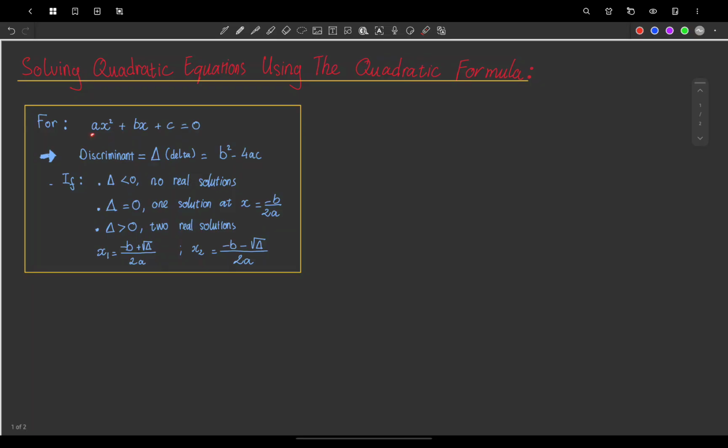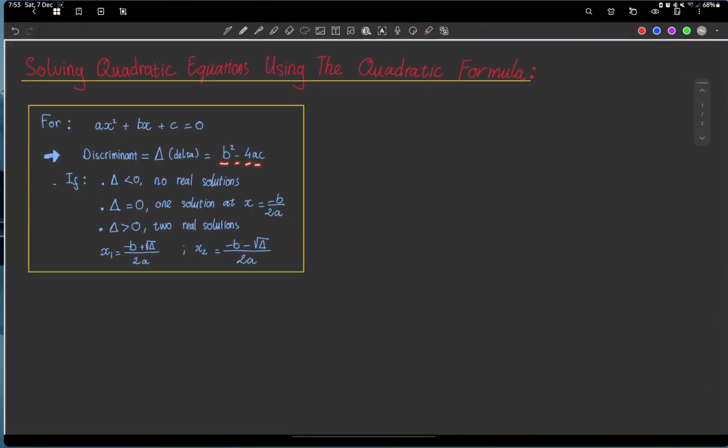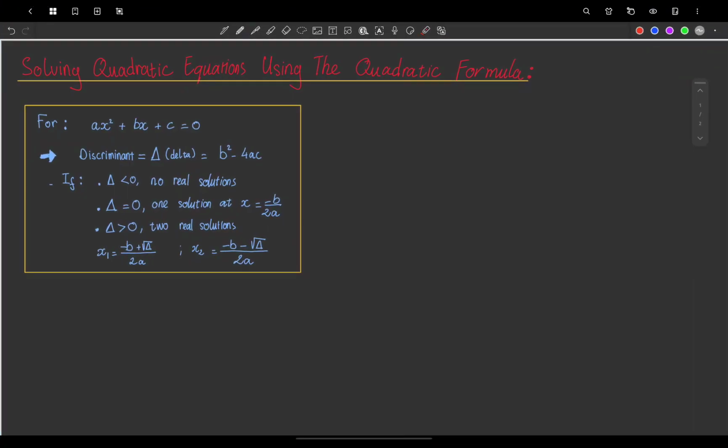So for ax squared plus bx plus c equal to 0, to find x we can first identify the discriminant, or sometimes we call it delta, and the symbol for it is a triangle. We take b squared minus 4ac. Basically, we take the coefficient in front of x, square it, and subtract 4 times the coefficient in front of x squared, which is a, times the constant term, which is our c.